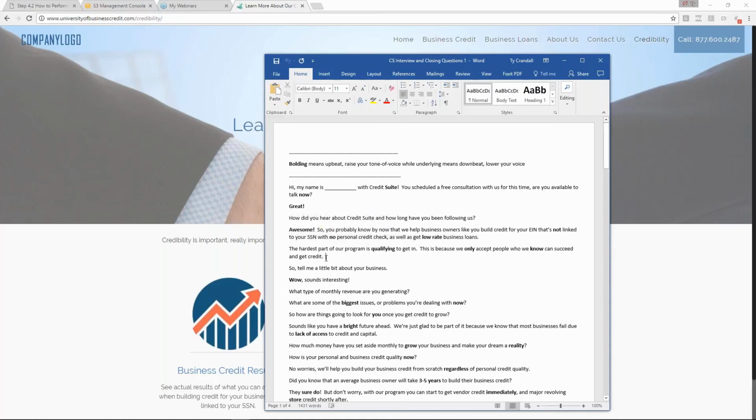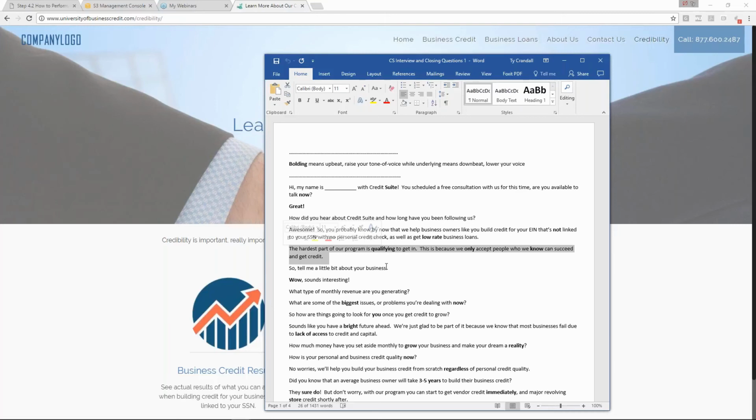But the hardest part of our program is qualifying to get in, because we only accept people who we know we can succeed and get credit. Okay, look. You might look at this a little differently, this qualifying to get in. But to be honest with you, this is absolutely a qualifying script. If people do not answer the right questions here, we will not even present and give them a chance to come in, period. Because we know they won't come in if we move forward. So we really are qualifying them.